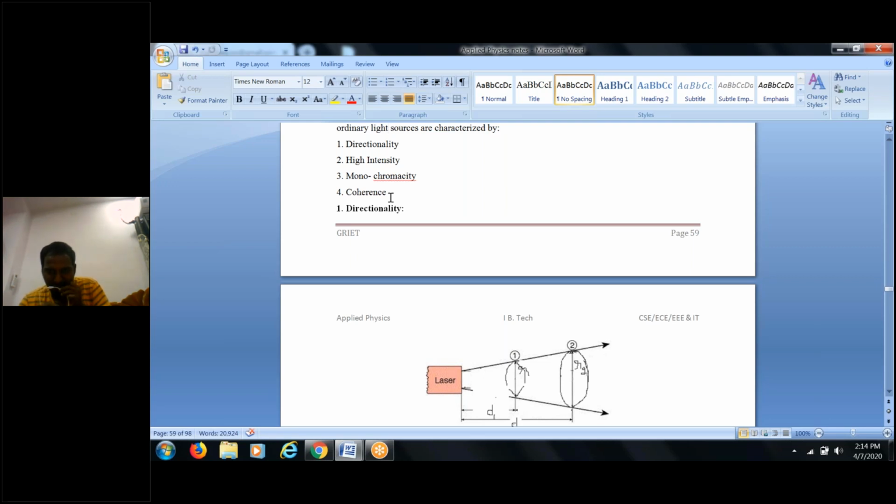Now, based on these few points, if you want to define exactly what is meant by laser, I will now tell you the exact definition of laser.